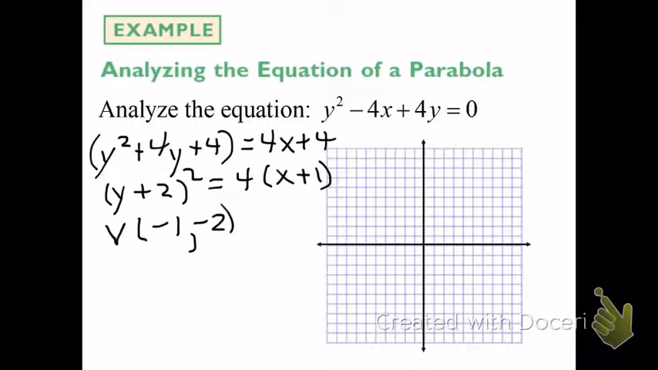Let's go ahead and plot that. And then we need to find our focus. That means we need a, so we're going to take the multiplier of x over there, which is 4. We're going to set that equal to 4a. So 4a has to be equal to 4. Therefore, a is equal to 1.